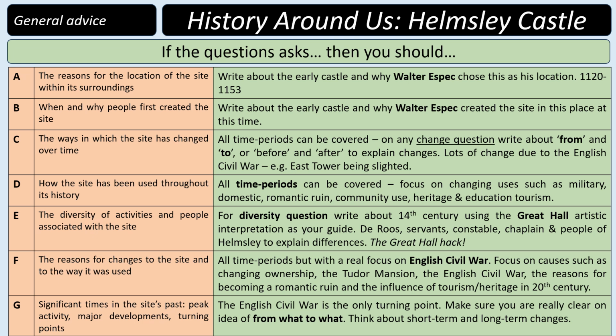Now, all time periods can be covered for this. Just remember, for any change question, you need to write about from and to, or before and after, to explain the changes. So there's lots of changes due to the English Civil War, but you need to say it went from being this to being this on any change question. Sometimes when people write change questions, they actually write 4 paragraphs. Their first paragraph sets up what the castle was like at a specific time, and then the following paragraphs make the comparisons back. That's quite a good idea to do, but just make sure you're thinking from what to what.